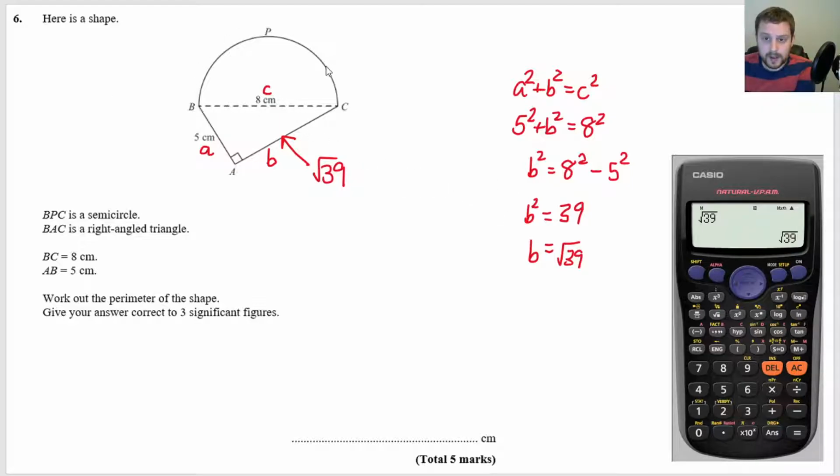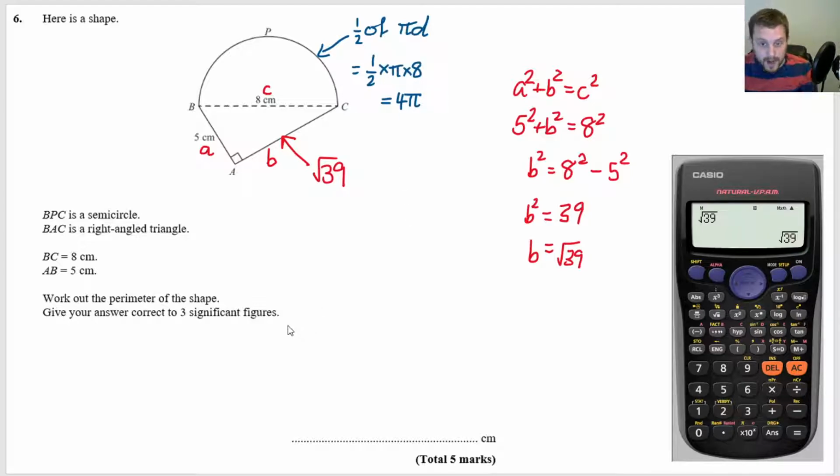Okay, now for the semicircle. So this is going to be half a circumference. So this is half of pi d, right? If you want the circumference, you use pi times the diameter. If you remember the circle song, you've got pi r squared, sounds like area to me. And if I want the circumference, then I will use pi d. Now, because it's a semicircle, it's half of pi d. So this is half of pi times 8. So without using a calculator, this is going to be 4 pi.